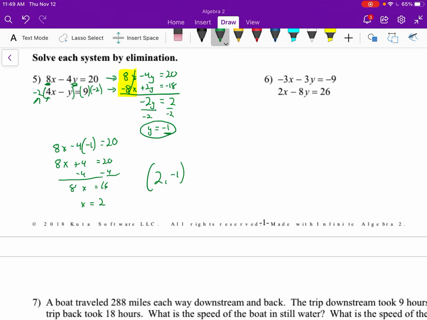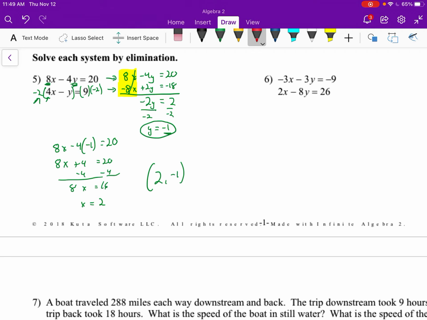And number 6. 6, unlike 5, we can't easily multiply by 2 to get -3, or -3 to get 8. So for number 6, we're going to have to multiply both equations by something. I'm going to go ahead and eliminate the x's again. It doesn't always have to be x's, but I'm choosing x's because one is positive and one is negative.